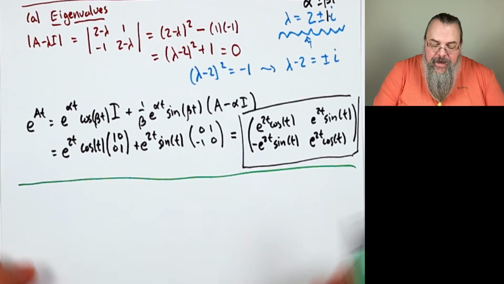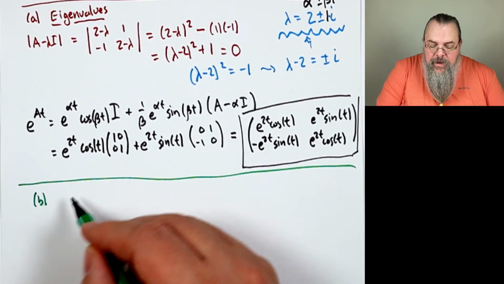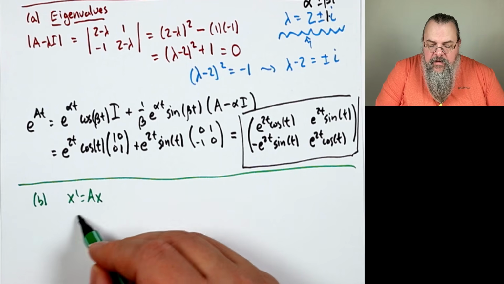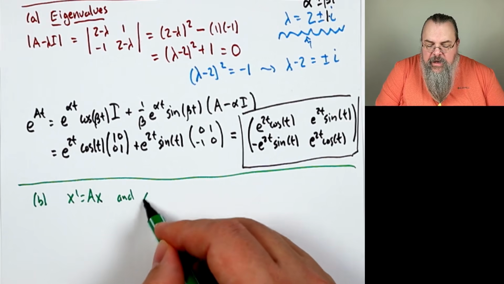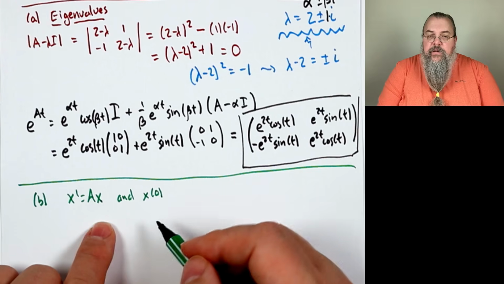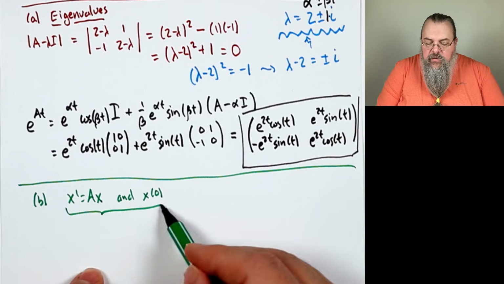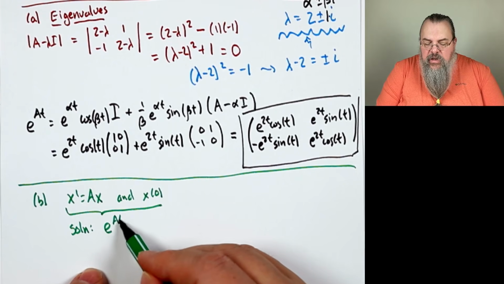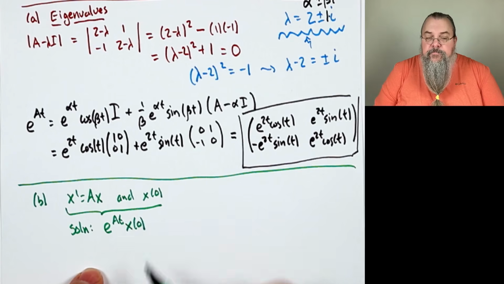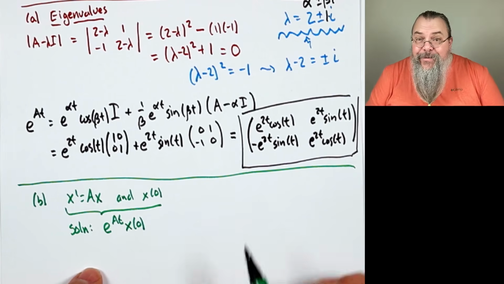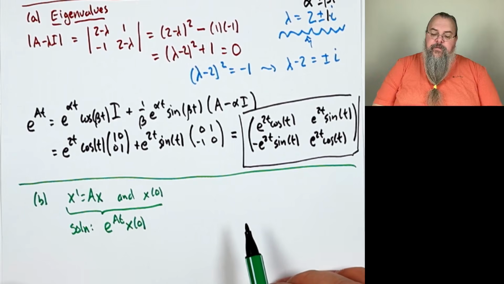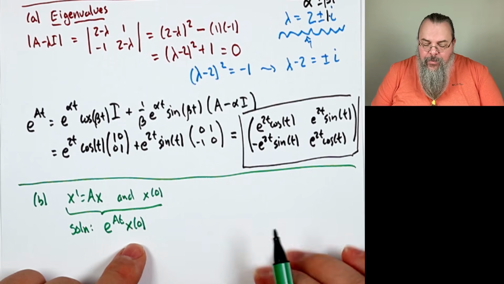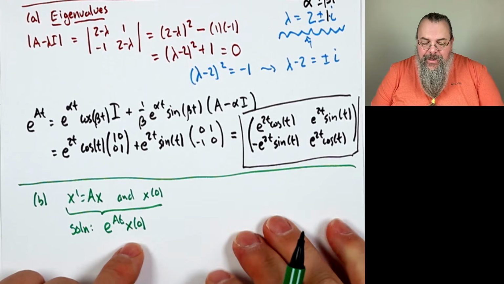Well, here's the fun fact. If you have x prime equals ax and x of 0, so that's your setup, then the solution looks like e to the at times x of 0. It's very similar to what we started with at the beginning of the semester. So we say, oh, hey, hold on a second. We have e to the at, and we have x of 0.